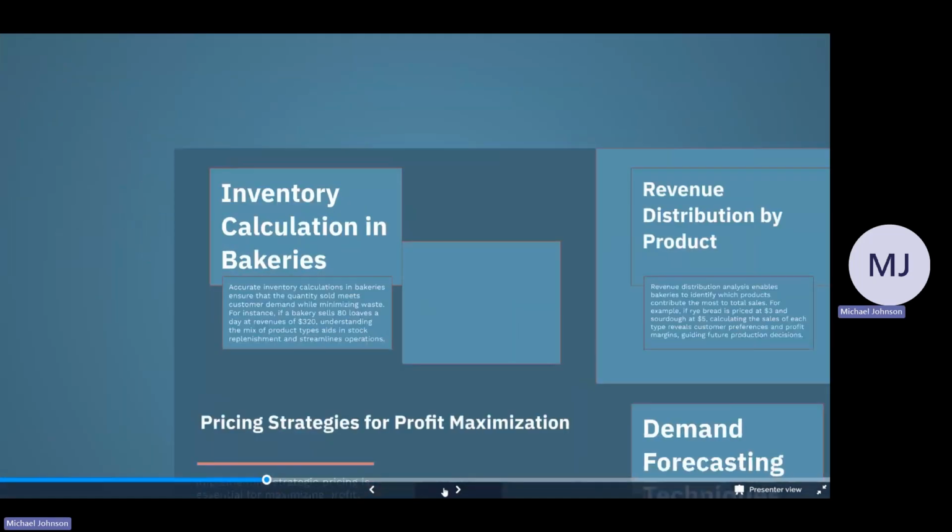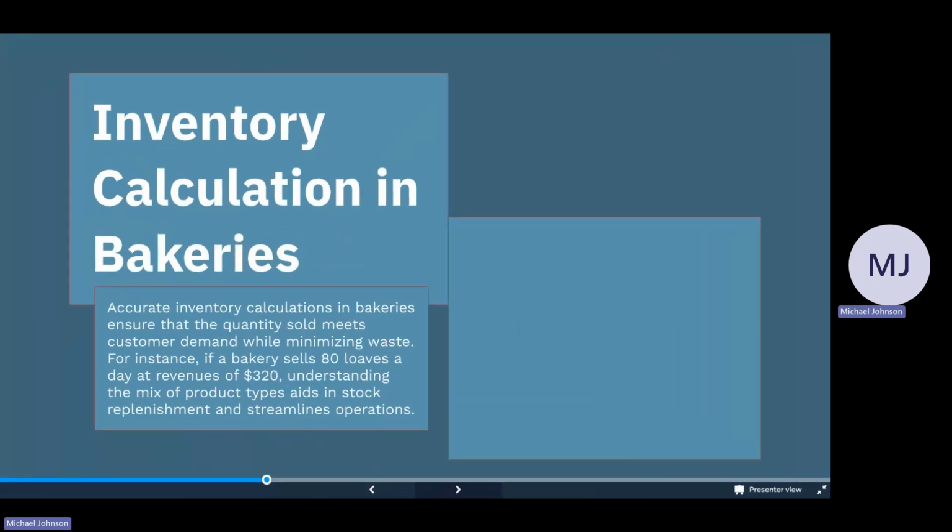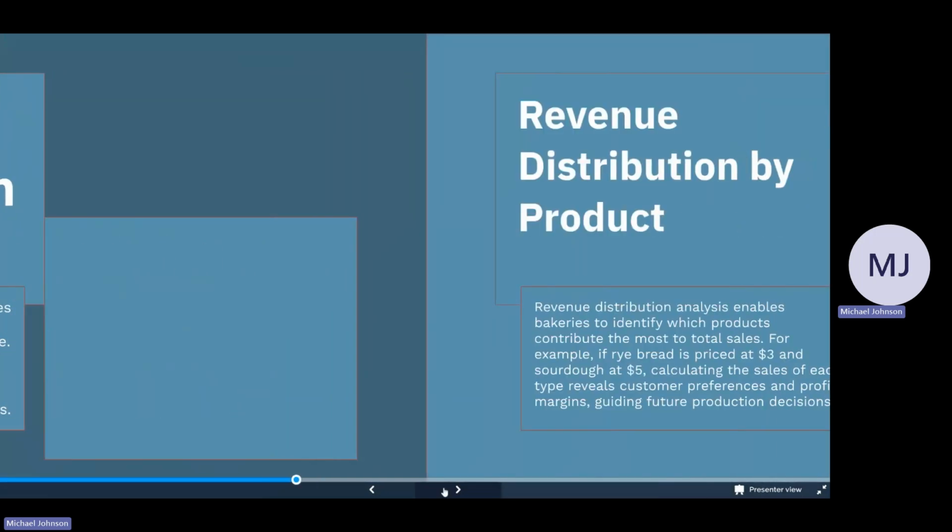Revenue management in retail. Inventory calculation in bakeries. Accurate inventory calculations in bakeries ensure that the quantity sold meets customer demand while minimizing waste. For instance, if a bakery sells 80 loaves a day at revenues of $320, understanding the mix of product types aids in stock replenishment and streamlines operations.